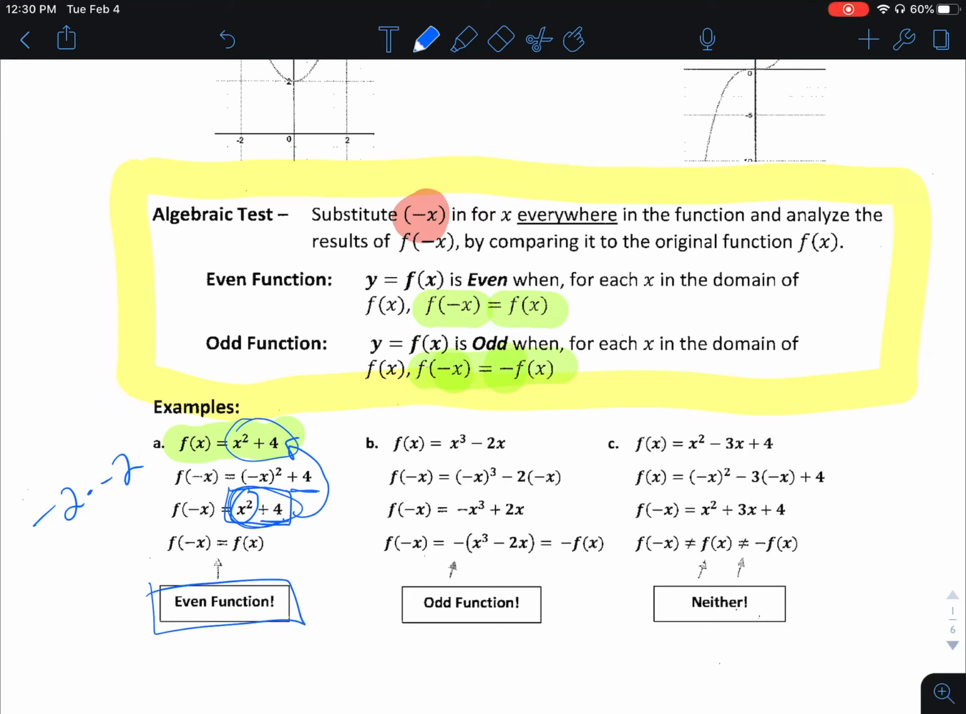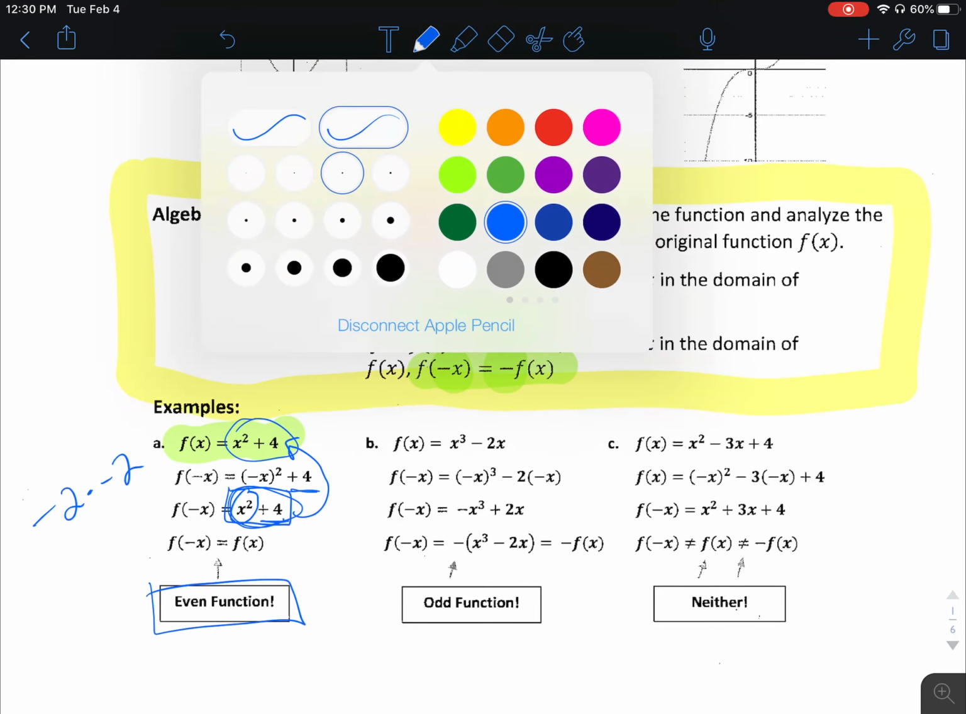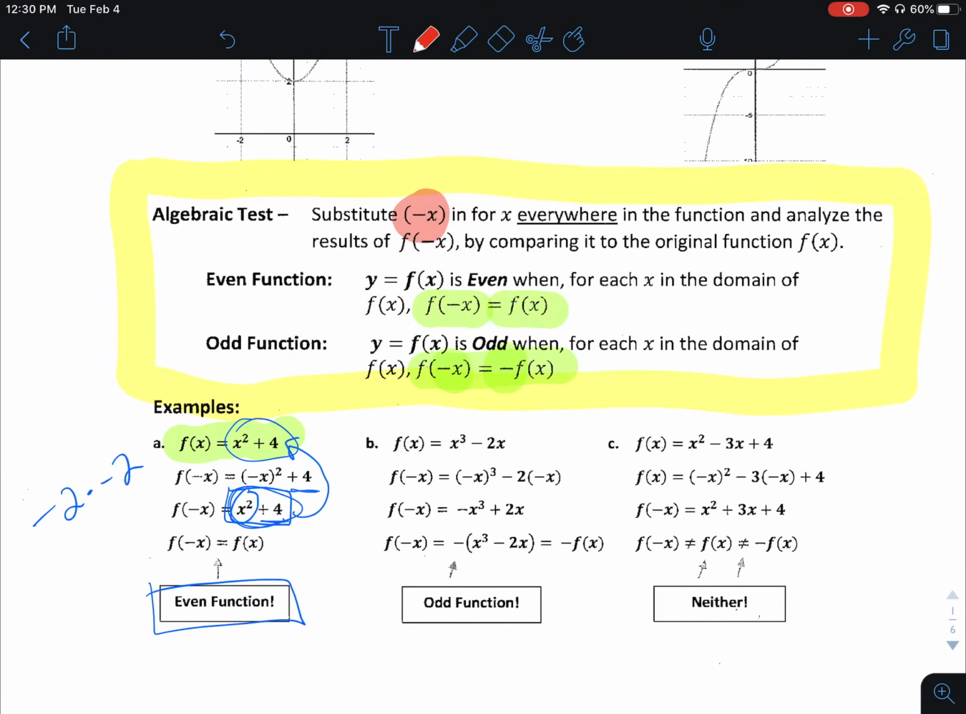All right, so let's look at if it's odd. We're going to start off doing the exact same thing again. We are going to plug in negative x for all of the x's that we see in our original equation. So we have x cubed minus 2x. So if I put in negative x, negative x cubed minus 2 times negative x. We're going to simplify this. Now, think about this. If I have negative 2 times negative 2 times negative 2, that's negative 2 to the third. A negative times a negative turns positive, and then times another negative would make it negative. So right here, negative x cubed.